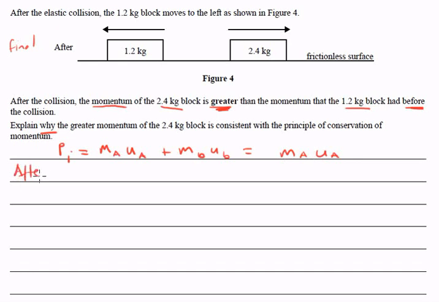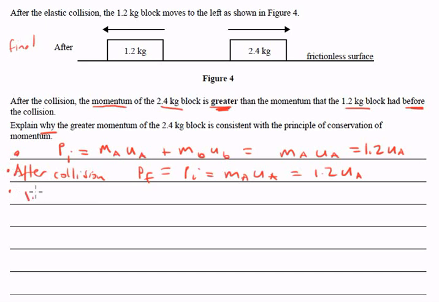After the collision, the momentum is the same. Momentum is conserved. So the final momentum equals the initial momentum, which equals mA times uA. We know the mass, I should have put this in, it's a 1.2 kg block, so it's 1.2 times uA. Right, that's point 1.